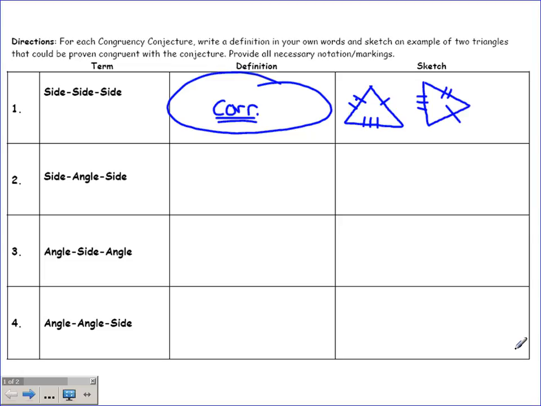Number 2, side angle side. I think it's important that you mention that the angle is physically somewhere in between those 2 congruent sides, those 2 corresponding congruent sides. Somebody raise their hand. What example did you use to show that one? Sarah, what did you have for that one?